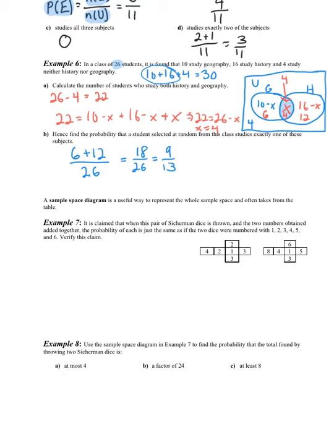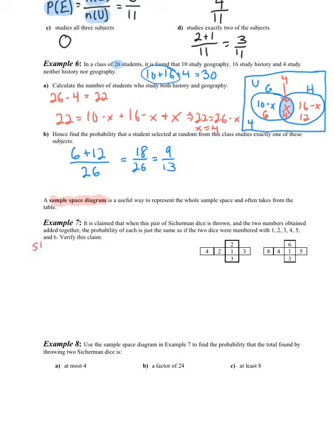Now the other part of today, we're going to talk about a sample space diagram. A sample space diagram is where we create a diagram that shows all of the possible outcomes. So on this one, we have a pair of fair dice thrown, and the 2 numbers obtained are added together. The probability of each is just the same as if 2 dice were rolled with numbers 1 through 6, so a standard die, the 1 through 6 die we're used to seeing. What we're going to do is verify this claim.